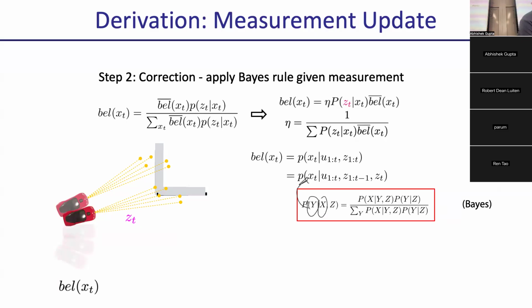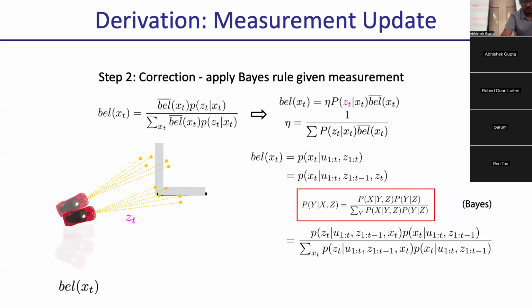X is actually just going to be zt. And then z is going to be all of this stuff. So we're just going to do pattern matching. Y is xt, x is zt, and z is all of the previous conditioning. Right? We're just going to apply Bayes' rule.